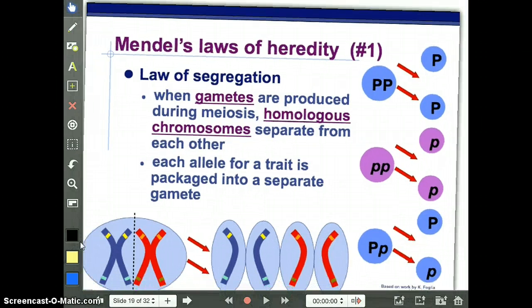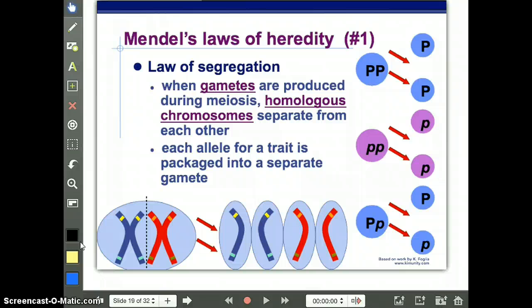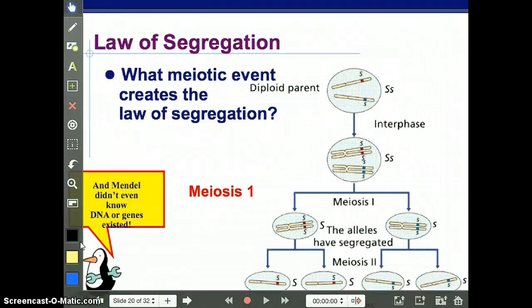Now, take a quick peek at some of the laws of heredity, the law of segregation. We just talked about how gametes, sex cells, egg and sperm, are produced during meiosis. These homologous chromosomes, one from mom, one from dad, separate from each other. Each allele for the trait is packaged into a separate gamete, so we end up with 4 cells at the end of meiosis. All the alleles can be different. And remember, even crossing over occurs, which creates even more genetic diversity. So what you get in terms of independent assortment and segregation is a huge variety.